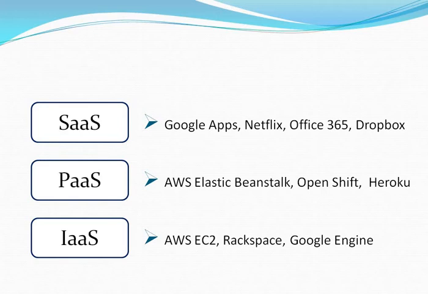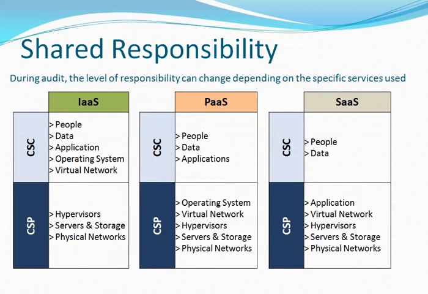For IaaS, let's see the examples: AWS EC2, Rackspace, Google Compute Engine. For PaaS, platform as a service, the examples are AWS Elastic Beanstalk, OpenShift, Heroku. And for software as a service, the examples are Google Apps, Netflix, Office 365, and Dropbox, like that. There are many more things you might know. Okay, let's move to the next.